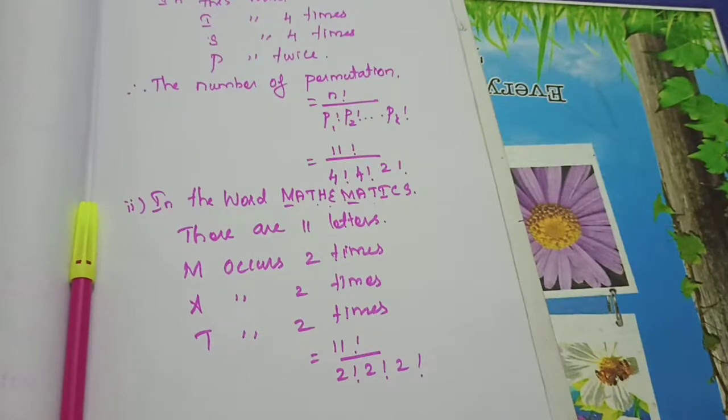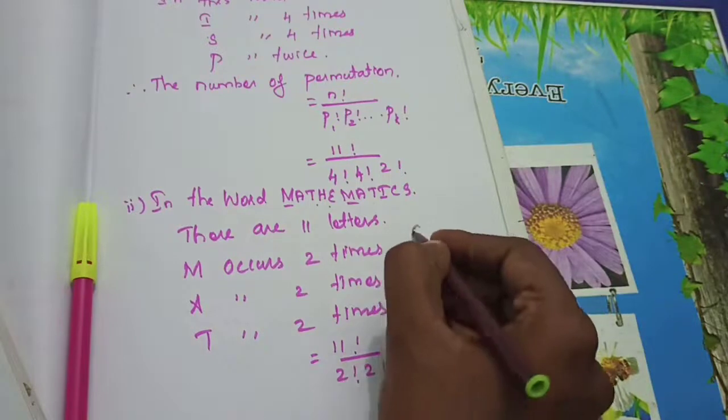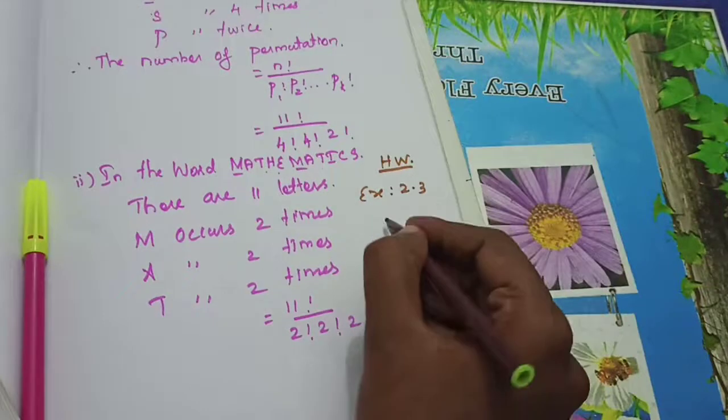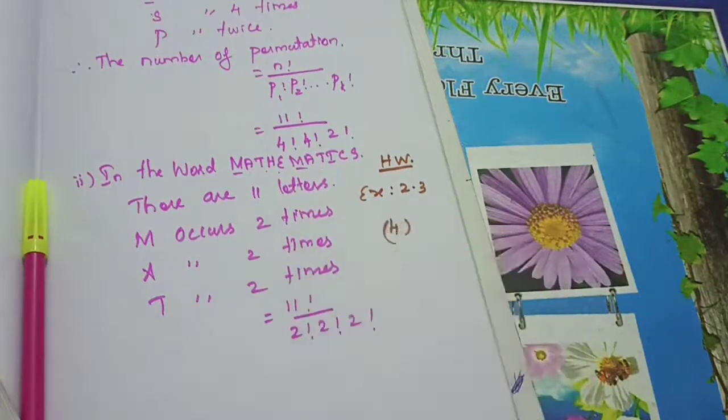So now it's time to do the homework for you. Okay, all are ready? Okay, take down exercise 2.3. Problem number 4 is a homework for you. Okay. So today only one problem is a homework. So homework is exercise 2.3, problem number 4. Okay. How we need to do it is the same as this problem. Okay.